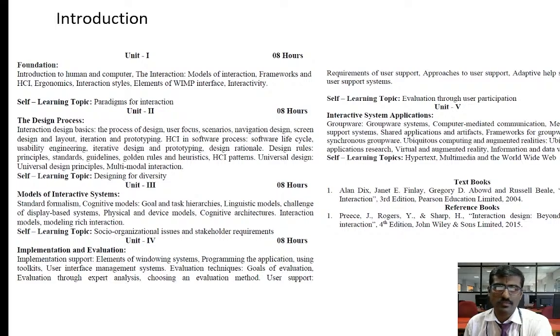In unit number 3, you'll be learning about the models of various interactive systems, various architectures and interactive models, and the cognitive models of various goals and task hierarchies and all those things. In unit number 4, we'll be learning about implementation and evaluation. So how this human computer interaction or interactive system can be implemented, and later how it can be evaluated. What are the evaluation techniques, and what should be the user support, and those things you'll be coming to know in this unit.